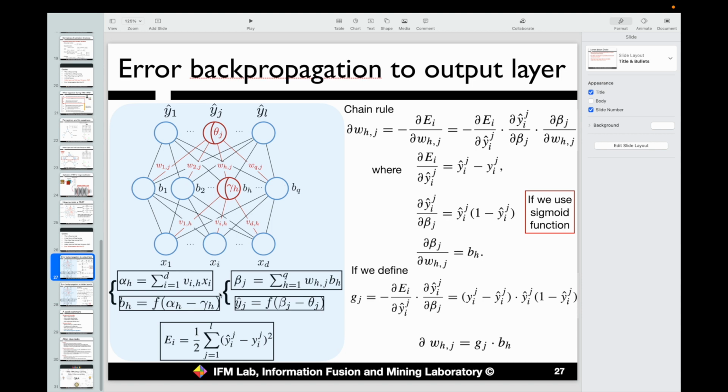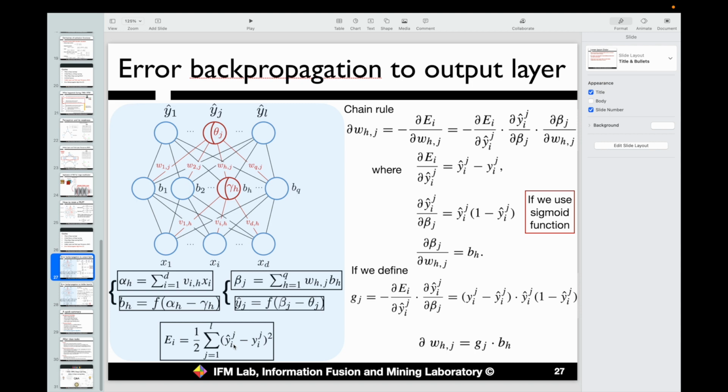We introduce some intermediate results, alpha H for neuron BH, right? Based on this intermediate result as well as the threshold, we can define its output. Similarly, for the output neurons, we also define this beta J as an intermediate result, and based on it, as well as threshold theta J, we can further define the output. And we also define the loss function, as we are seeing at the bottom, based on the square error, right?